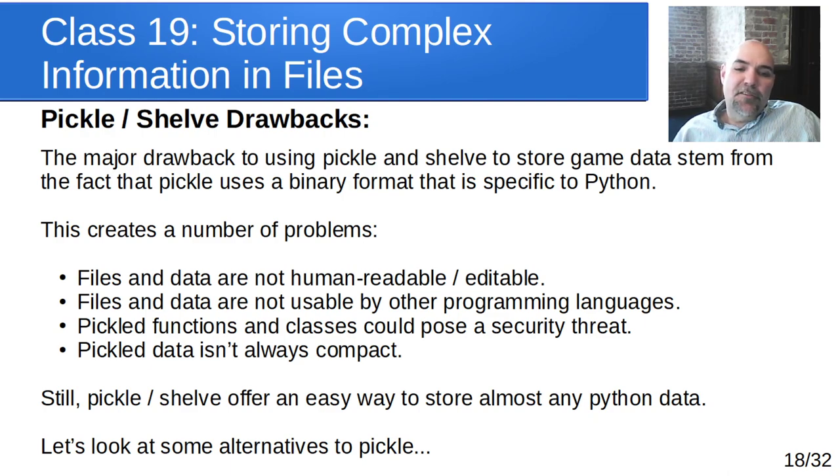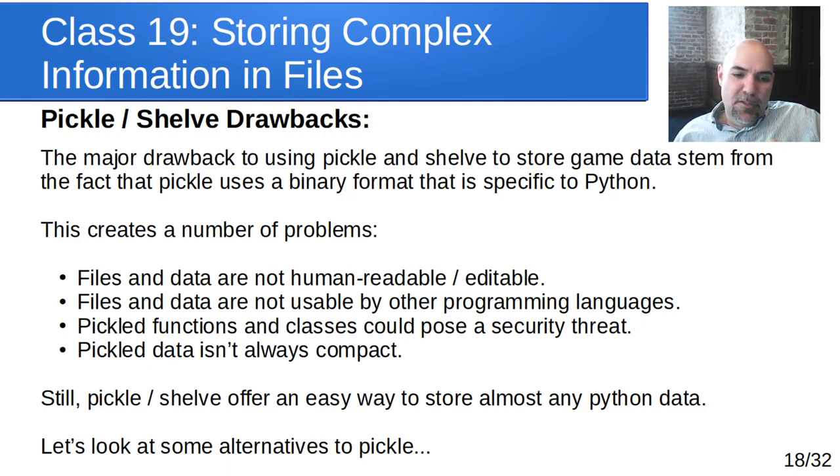It also means that the files and data are not usable in other programming languages or by other utilities that are written in other programming languages because it's all using pickle and shelf, which are Python specific. Also, pickled functions and classes could pose a security threat. We talked about that. Generally, you just don't store those things in there. And also, pickled data isn't always as compact as it should be. If we go back to where that 10,000 was stored, it took a lot more bytes than even the string 10000. It took more bytes of data to store that than we started with. So it's not a compact storage mechanism.